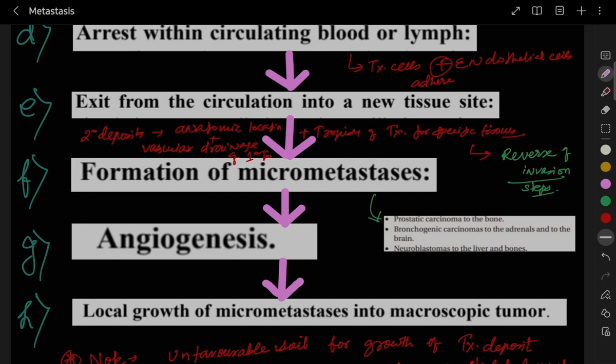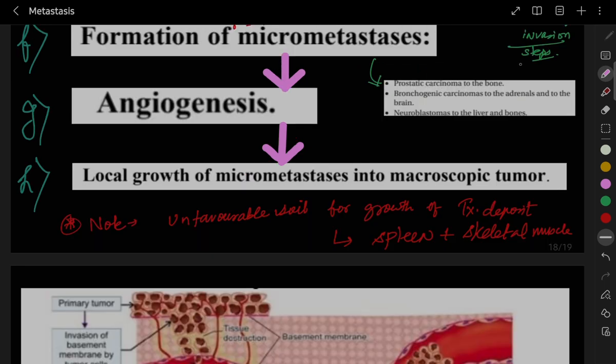Then comes angiogenesis, like the formation of blood vessels, the blood supply, providing nutrition to the tumor cells so that they can grow much more rapidly and grow in size. So angiogenesis happens, and this micrometastasis causes local growth and turns into a macroscopic tumor. Remember, this is how it grows into a secondary tumor. These are the steps, right?